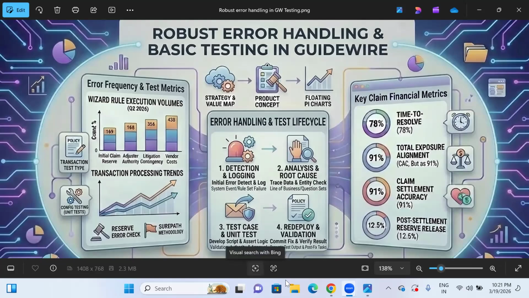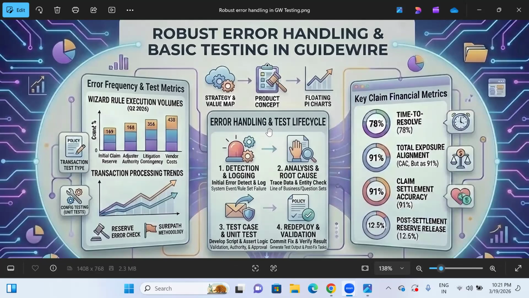So this is over the Guidewire testing, especially when we are trying to understand the error handling process and mechanism, which can be categorized into three different parts. One is about the error frequency and test metrics. At the same time, error handling and test life cycle, followed by what are the key claim financial metrics we have. So these are the three things that we have.